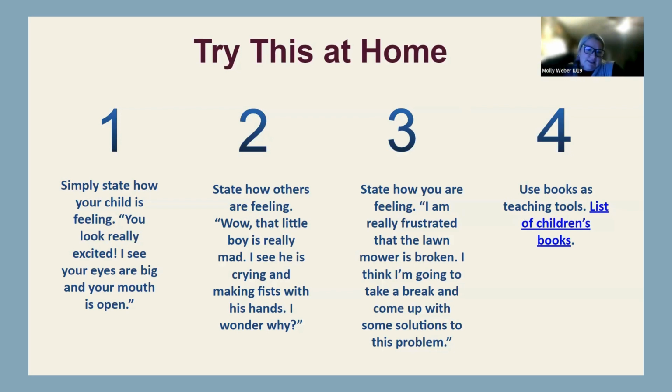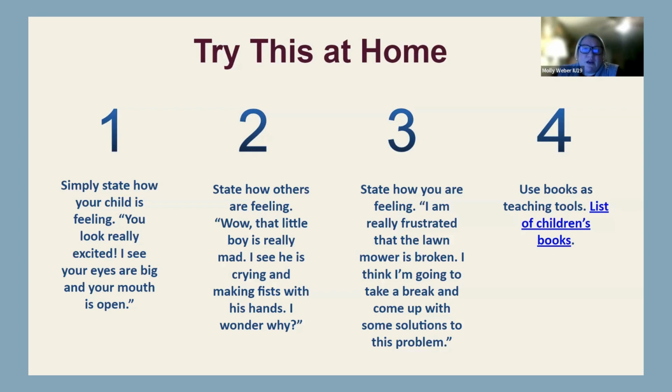So then number 2 here, state how others are feeling. And Colleen mentioned this too. Wow, that little boy is really mad. I see he is crying and making fists with his hands. I wonder why. Have that communication, have that dialogue, to see. And that's also a good way to see where your child is at with understanding. So if they don't really know why the other child is mad, okay, well then us as the adult can say, all right, so next time we're mad, this is what we'll talk about. Next time I'm feeling upset, I'll make sure to say, ooh, this makes me so upset. This makes me mad. So having those conversations while you're out in the community, that's really good for them to see as well.